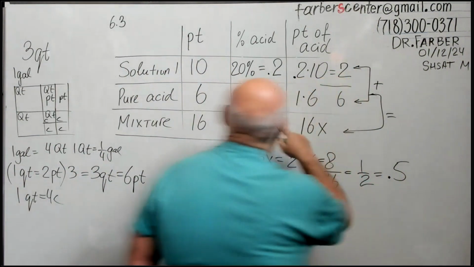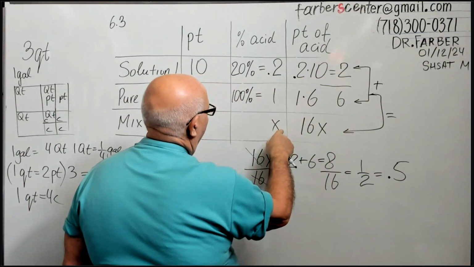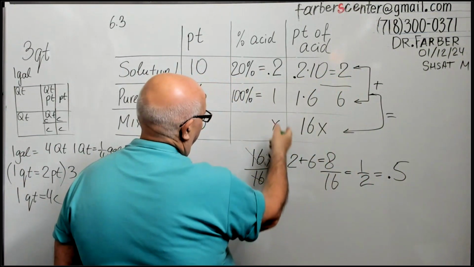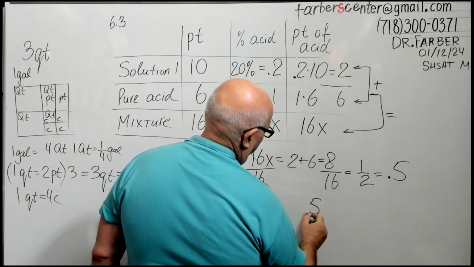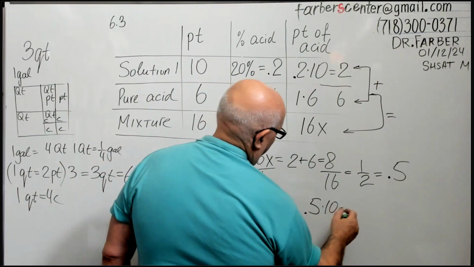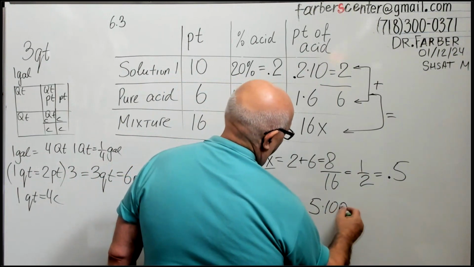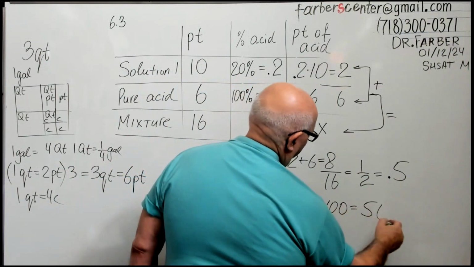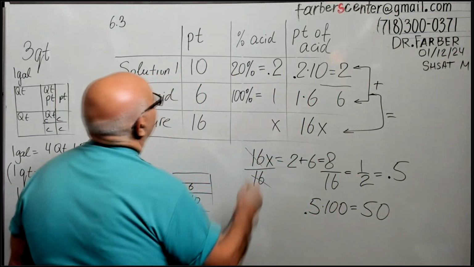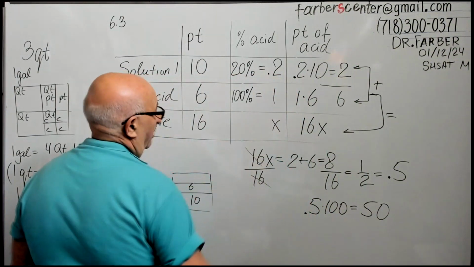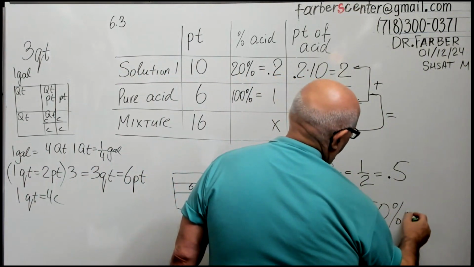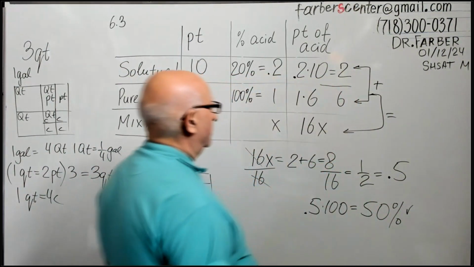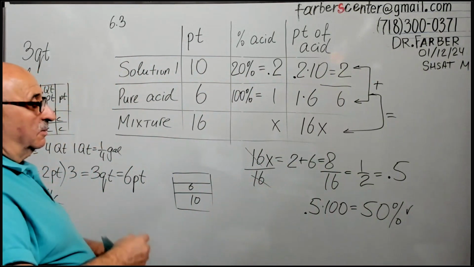But look at this. This is a number. How to convert a number to percentage? Multiply by 100. And final answer, 0.5 times 100, you will get 50. 50 what? You get 50% of acid. 50%. Okay.